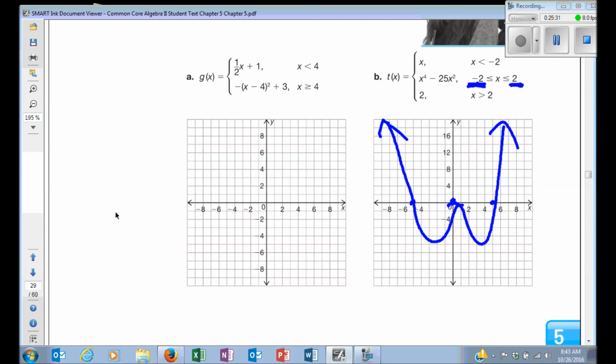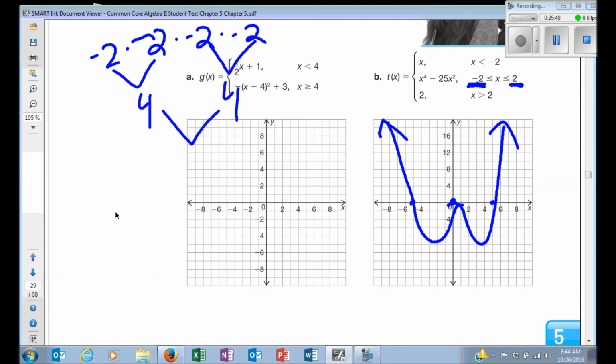Everybody with me? So -2 to the 4th is a -2 times a -2, which is 4. And then what I do is here's how I do this. This is 4, this is 4. 4 times 4 is 16. That's how I do that problem. So I get a 16 here. Minus -2 squared is 4. 4 times 25 is 100. So this is a really big negative number. Does that make sense?